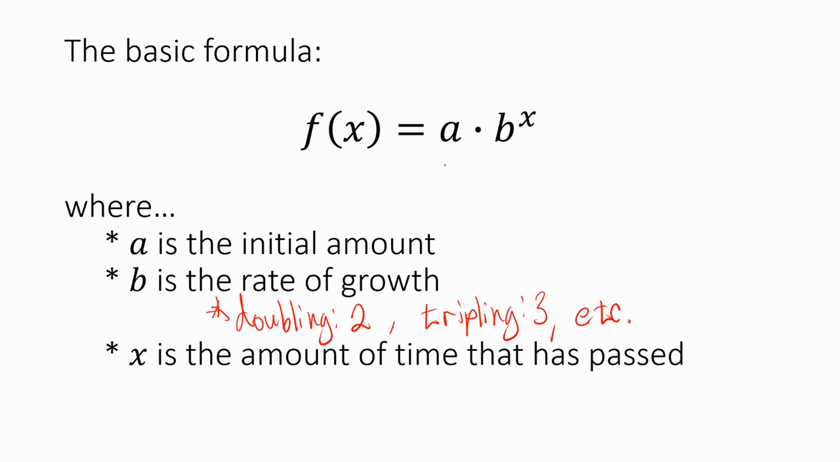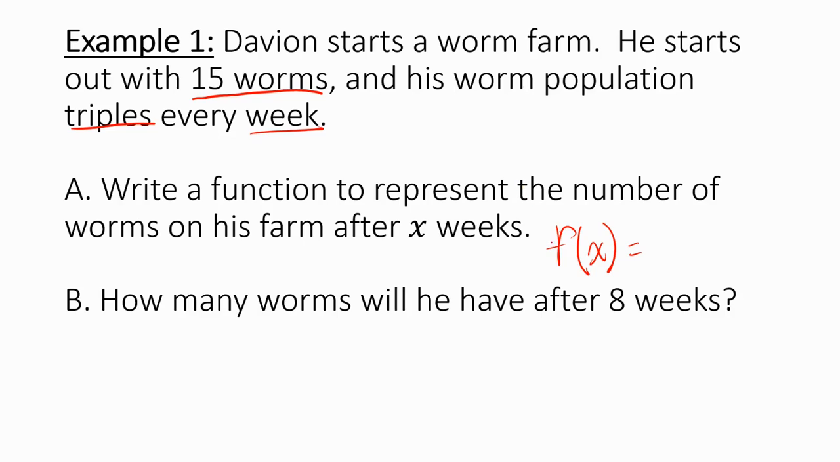Okay, we said that we were going to put the initial amount out front. So this time it's not a penny, it's 15 worms. So we're going to do 15 times. Next, we put the rate of growth. So in this case, it's tripling. So we're going to put a 3 here. And then it's going to do that every week. So it's to the power of x, and we know that x is the number of weeks here.